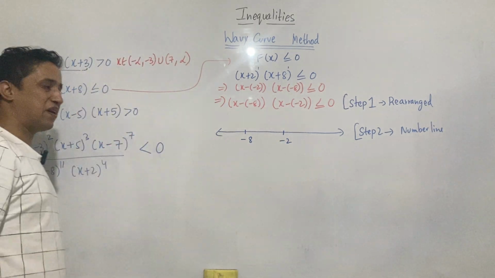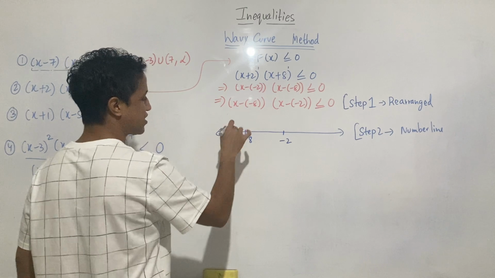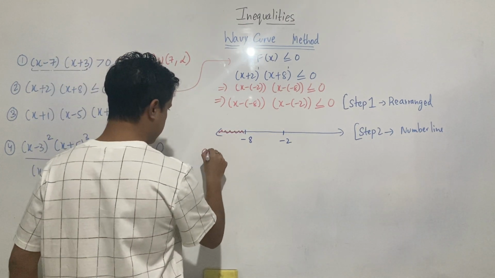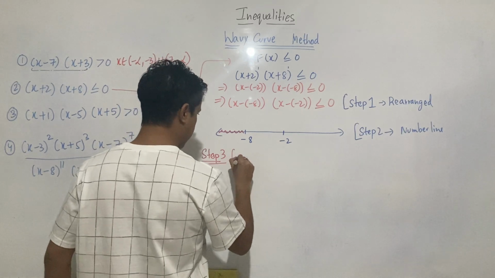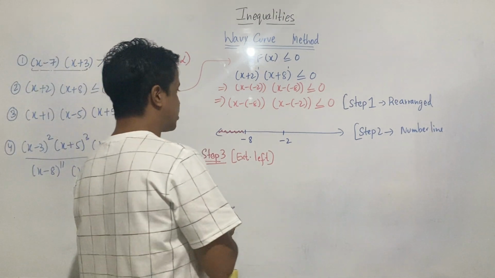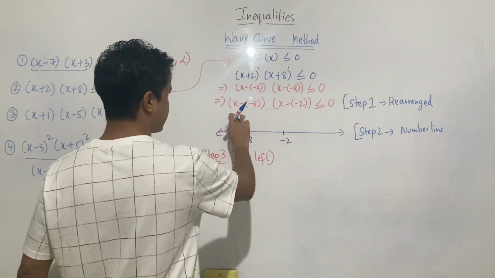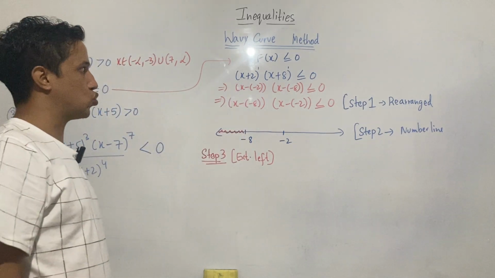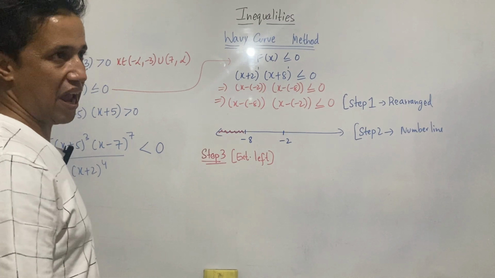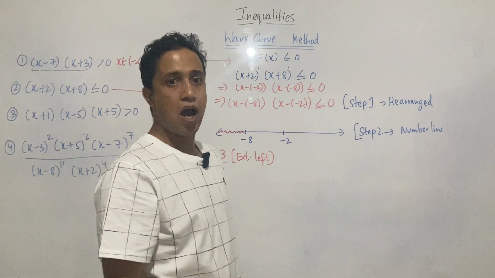Now the next step, I have to take one end, either extreme left or extreme right. This time I will take this end. So step 3: extreme left. Now what I will do here is take any value that lies in this interval. Let's say I'm taking minus 10. If I put minus 10 here, it's going to be minus 10 plus 2, negative, and then minus 10 plus 8, again negative. Negative and negative, it's going to be positive.